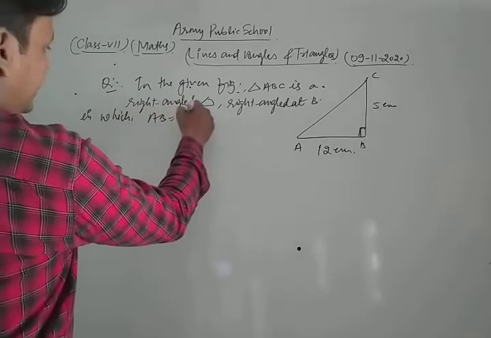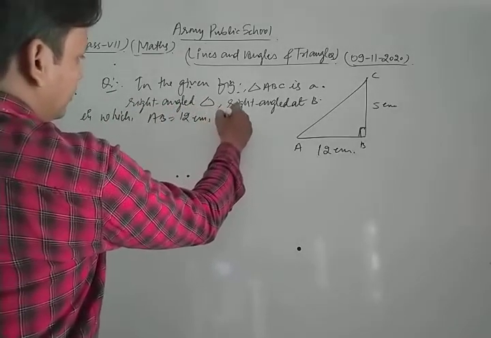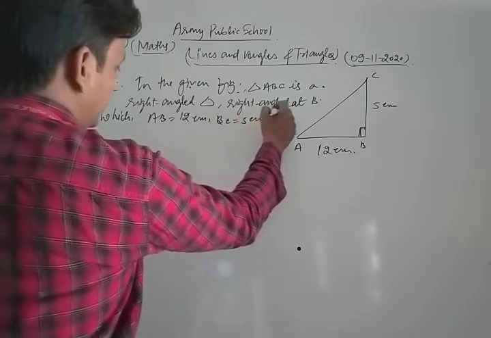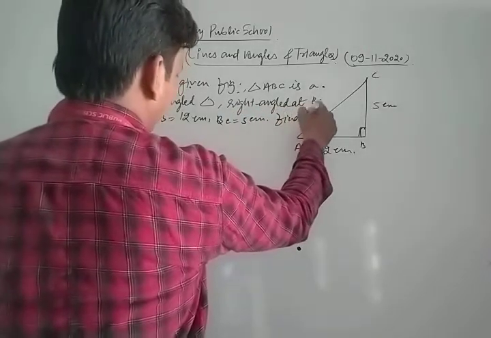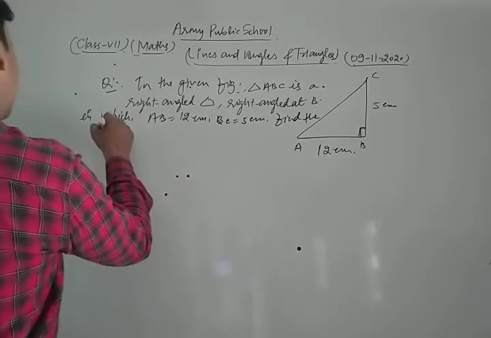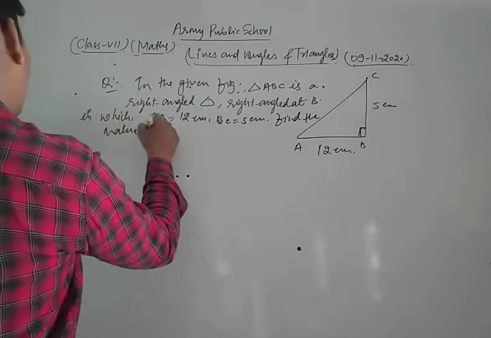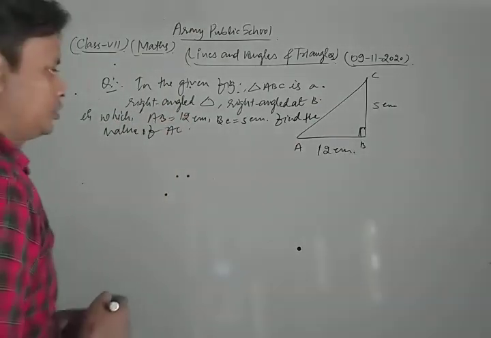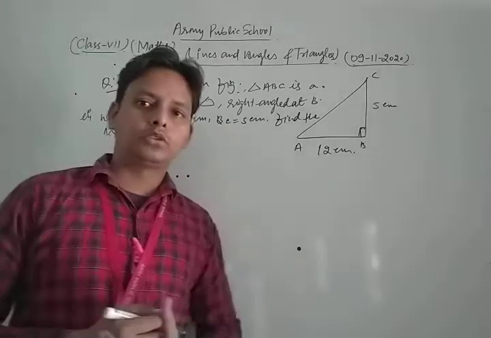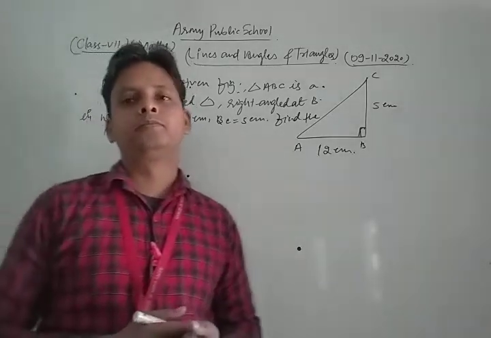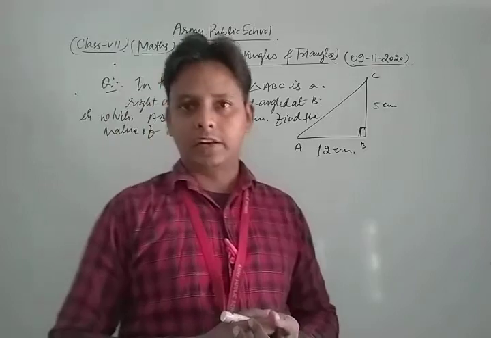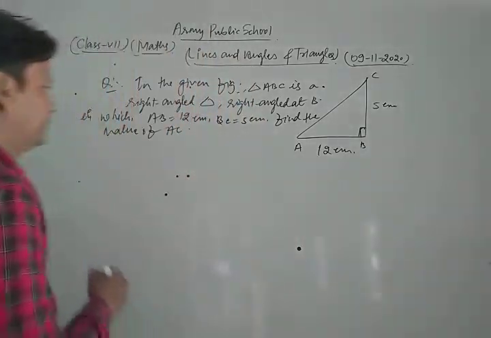AB is equal to 12 centimeter, BC is equal to 5 centimeter. Find the value of AC. This is your question. Dear students, this is one of the most important questions based on right angle triangle. Now let's see its solution.